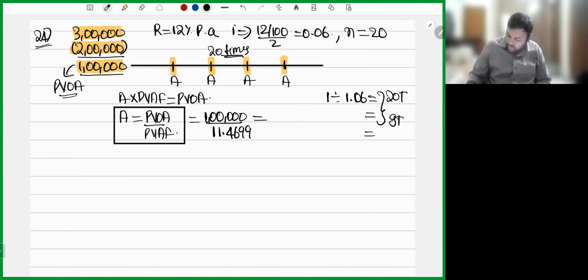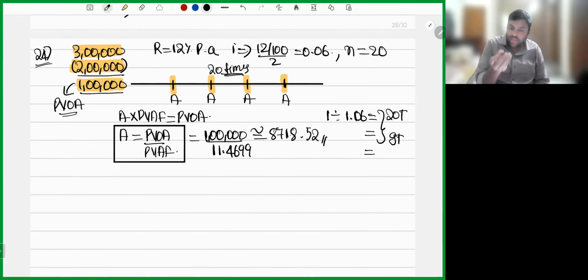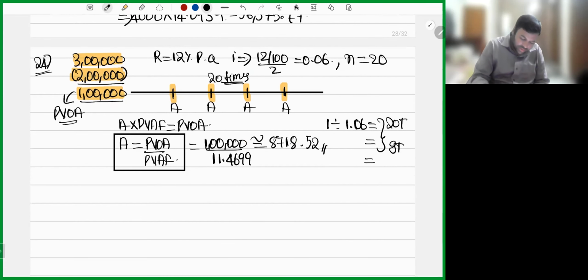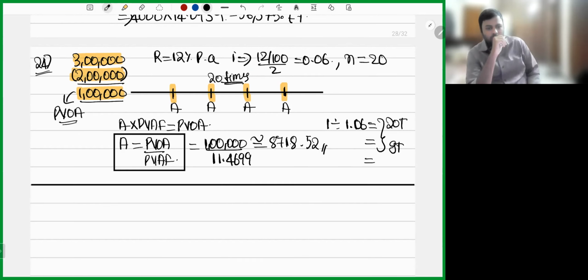So 1 lakh divided by this amount, we get 8718.45, but in the option he gave 52. It's okay, approximately. Why do we need to fight for a 7 paise difference? You're taking 8,000 rupees and fighting for that small difference. It's very bad. Okay, 3 lakh rupees is the value. 2 lakh you already paid. Now 1 lakh you need to pay.